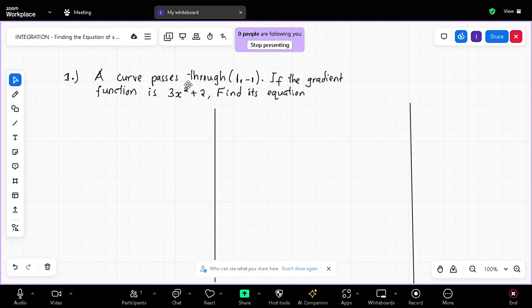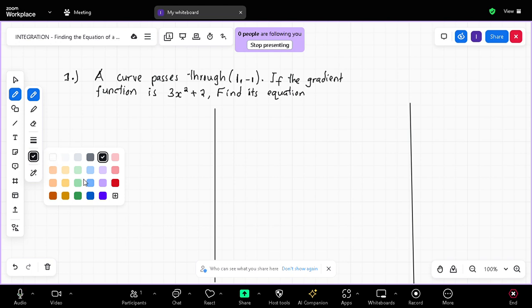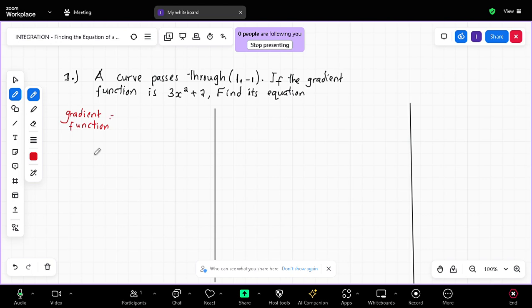The question reads, a curve passes through (1, -1). If the gradient function is 3x squared plus 2, find its equation. So the gradient function of any given curve is always denoted by dy/dx. This is what I've been told to be 3x squared plus 2.